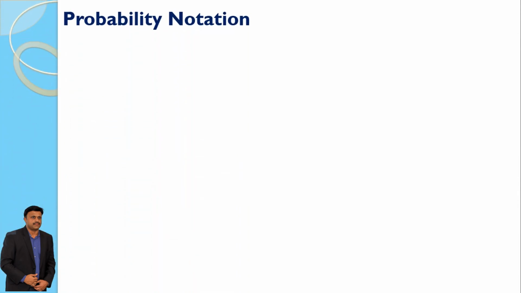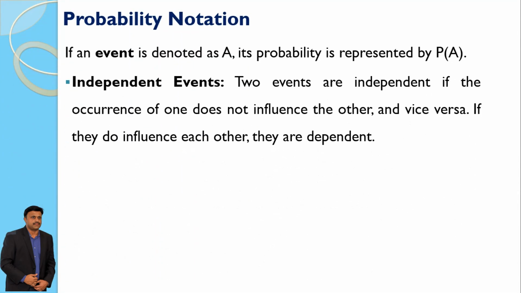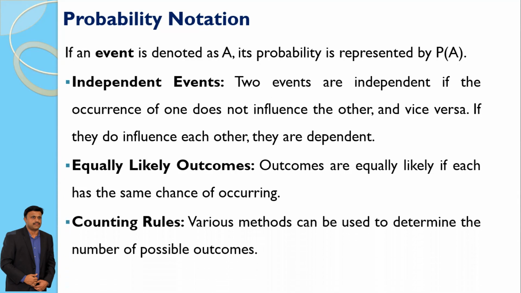When an event is denoted as A, its probability is represented by P(A). Independent events do not influence each other, equally likely outcomes have the same chance of occurring, and counting rules help determine the number of possible outcomes.